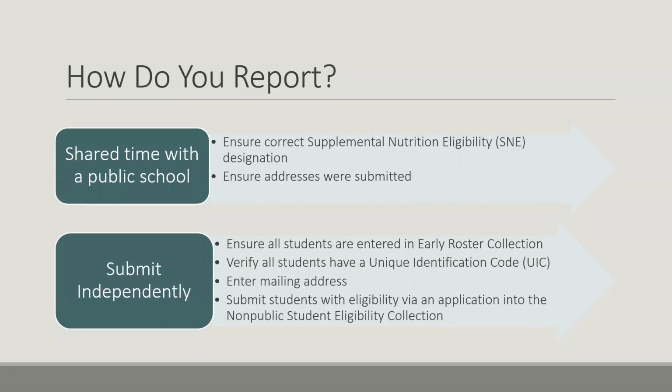Students eligible for benefits via an application or extended eligibility need to be entered into the early roster collection and have a UIC created. In order to distribute the Pandemic Electronic Benefit Transfer Program, or P-EBT, food assistance benefits to these application eligible non-public students, a new collection called the Non-Public School Nutrition Student Eligibility Collection was created.